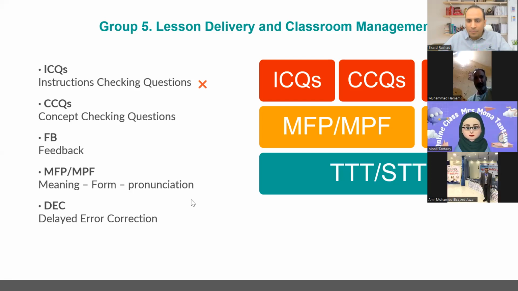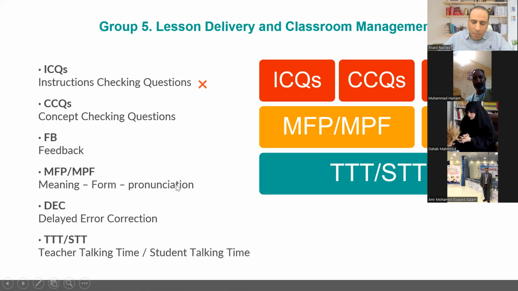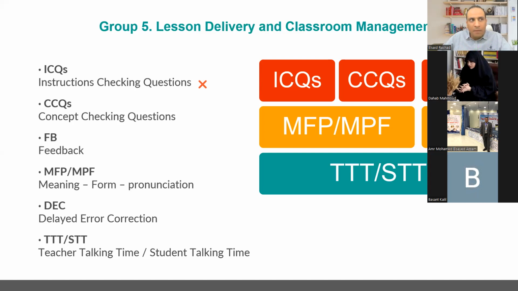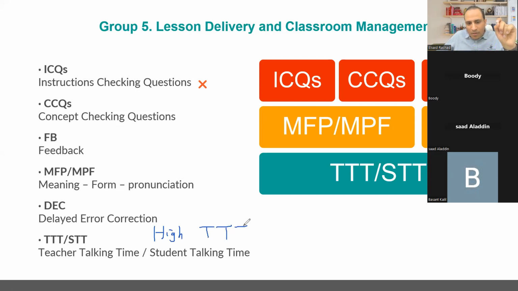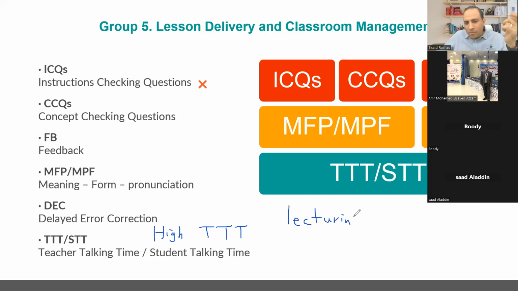The last one is teacher talking time and student talking time. Many people think that teacher talking time is harmful. It's not harmful. You just need to minimize it and maximize students' talking time. That's the point. Or if you can make it 40% teacher, 60% student, that's fine. The problem is some teachers have high TTT. What do I mean by high TTT? High teacher talking time. They are not teaching. They are lecturing. They are talking all the time. So this is how TTT can be harmful. But TTT can be beneficial if you minimize it and maximize student talking time, STT.